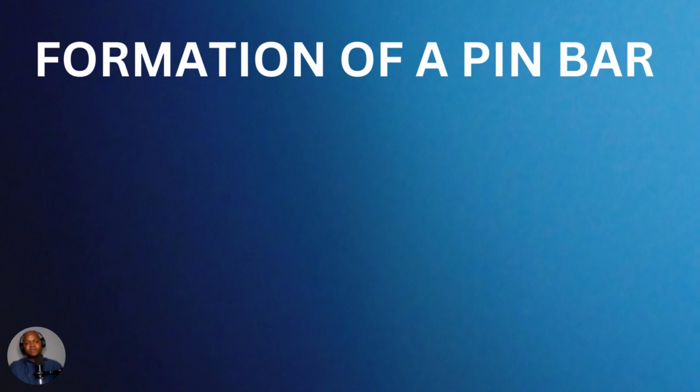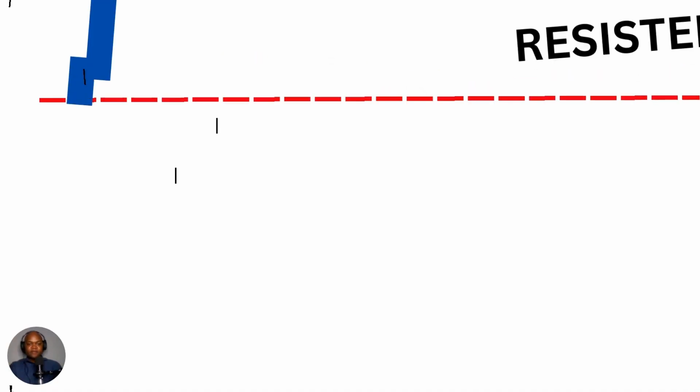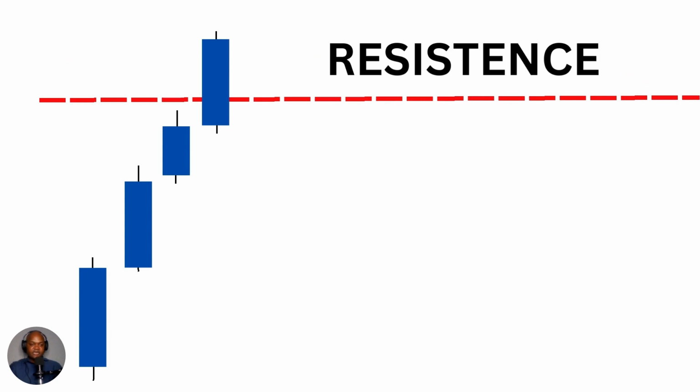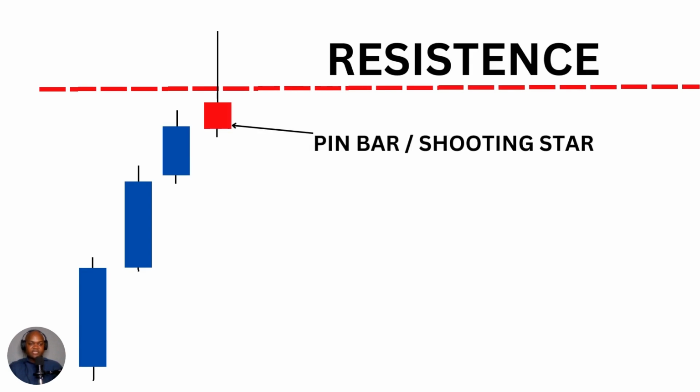Let's look at the formation of a pin bar. Let's take, for example, that for the past 3 days, the market was bullish. When the candle opened today, there was more momentum as the price was approaching a level of resistance. Then during the day, the bears stepped into the market and took over from the bulls, and the market closed below the resistance, and we end up having a shooting star, which is an example of a pin bar.